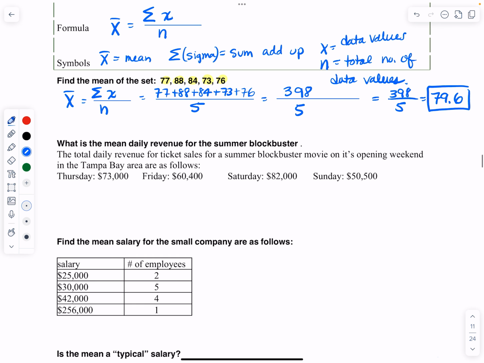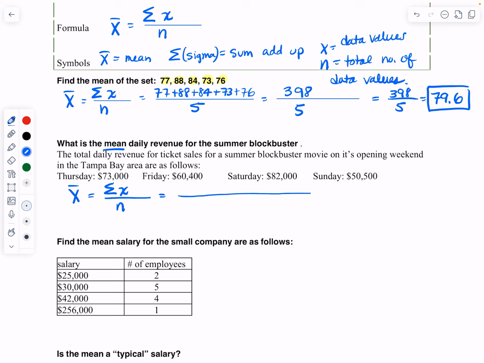What is the mean daily revenue for the summer blockbuster? The total daily revenue for ticket sales for a summer blockbuster movie on its opening weekend in the Tampa Bay area are as follows. On Thursday, 73,000. On Friday, 60,400. On Saturday, 82,000. And finally, on Sunday, 50,500. So again, to find the mean, we're going to use this formula: x bar equals the summation of all my x values or data values all over the total number of data values.